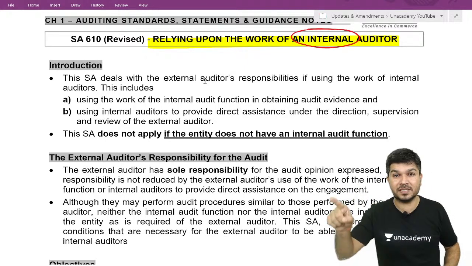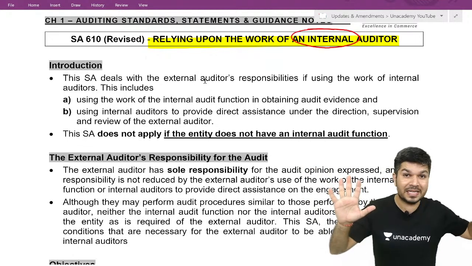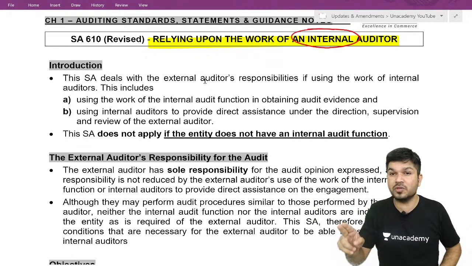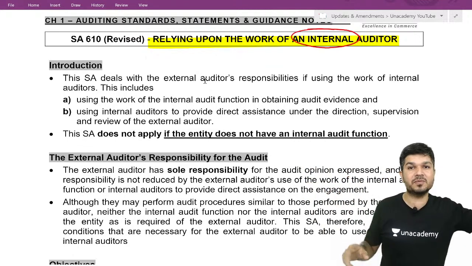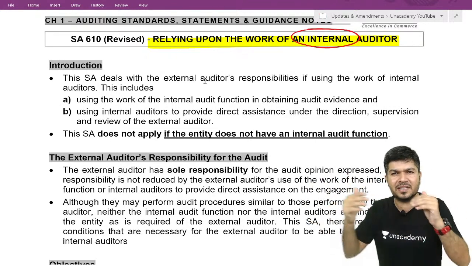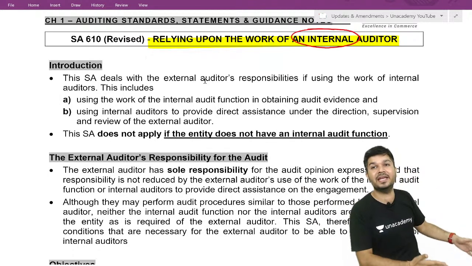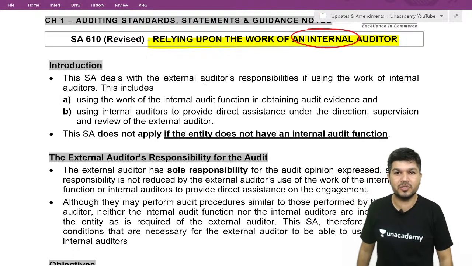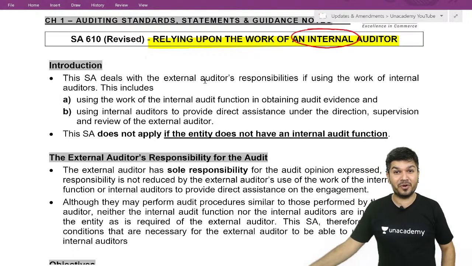Internal auditor says control of sales are good, so I'll check sales less. He says controls of purchase are weak, so I check purchase more. So can I directly rely on the work done by internal auditor rather than me checking controls again? If you want, you can rely.